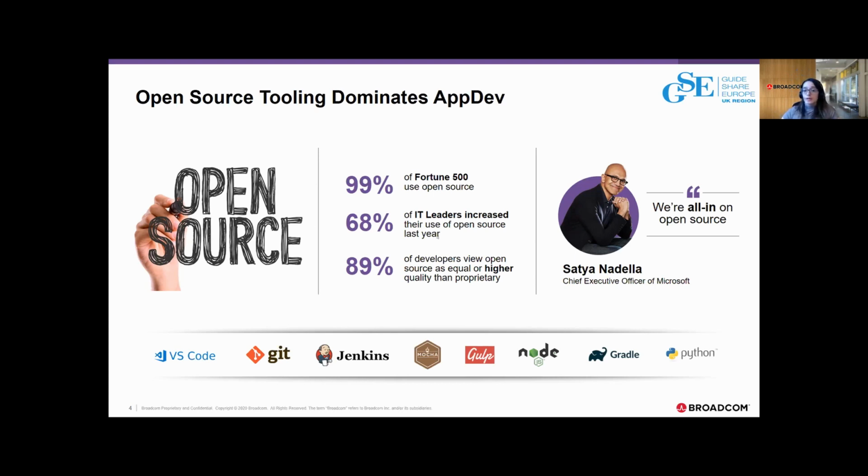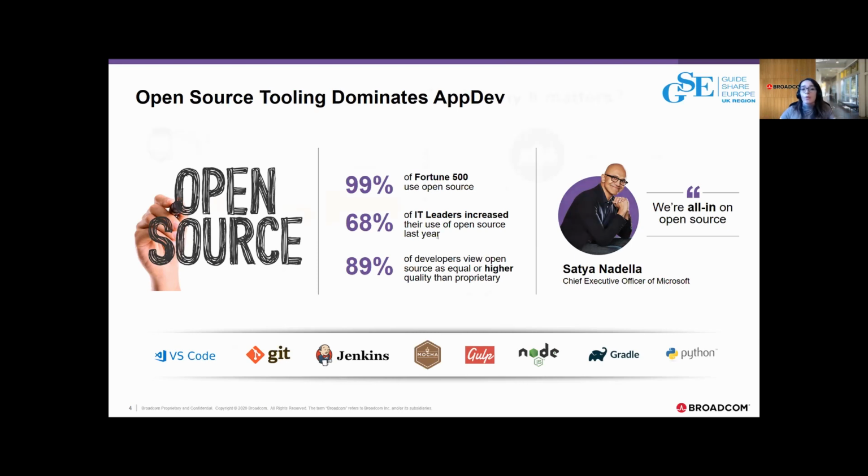So, according to Gartner, 99% of Fortune 500 companies use open source, and sometimes they don't even know that they're using it. So open source is actually everywhere. That is why we are invested in this topic.